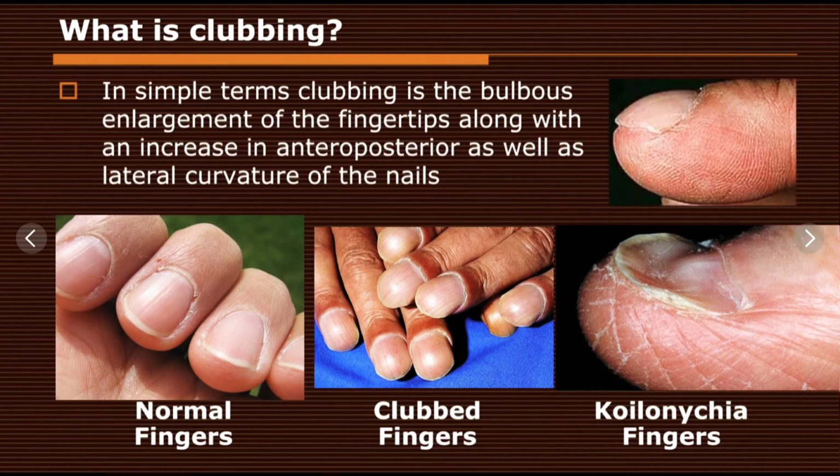So in simple terms, clubbing is the bulbous enlargement of the fingertips along with increase in antero-posterior as well as lateral curvature of the nails. Here we can see this is the normal finger, this is the normal nail, and this is the clubbed finger. Clubbed finger has more antero-posterior diameter and more lateral curvature, and this is the bulbous enlargement of the fingertips. And here we can see another nail which has koilonychia, a spoon shaped nail.